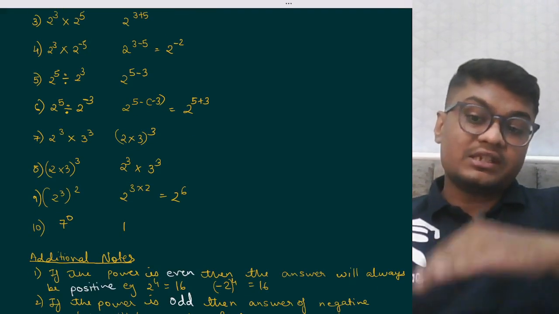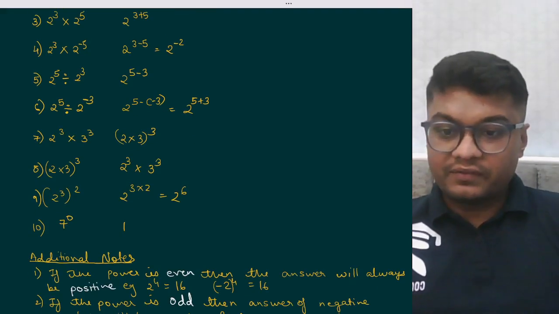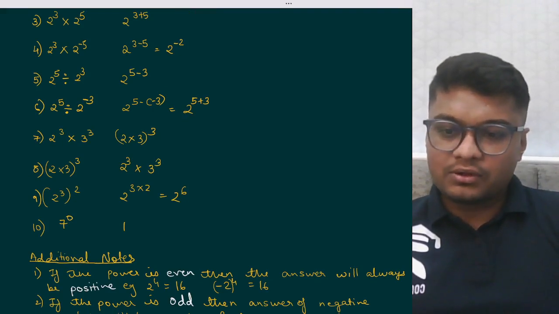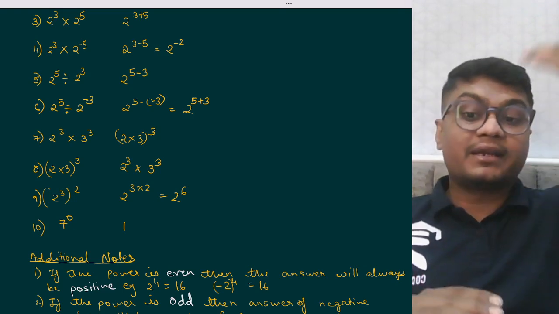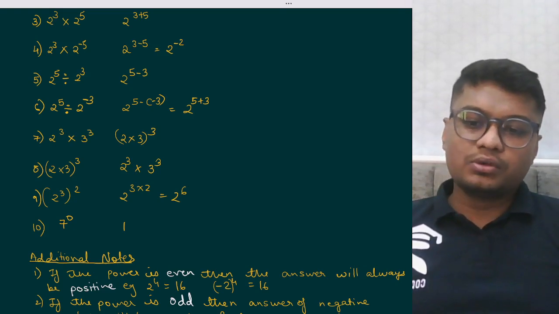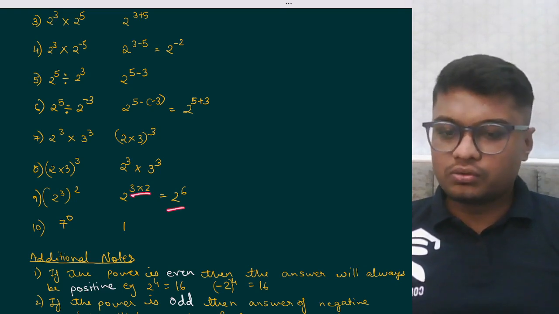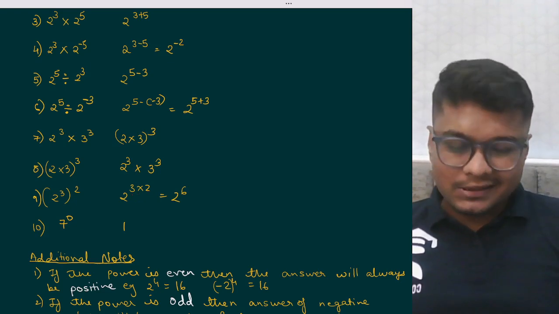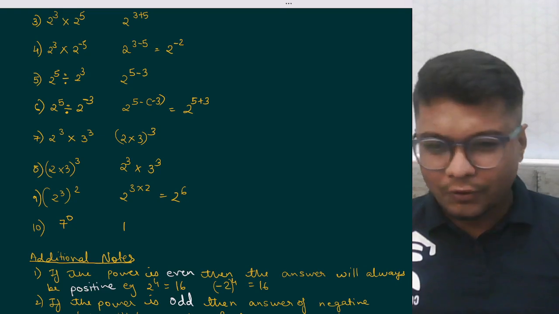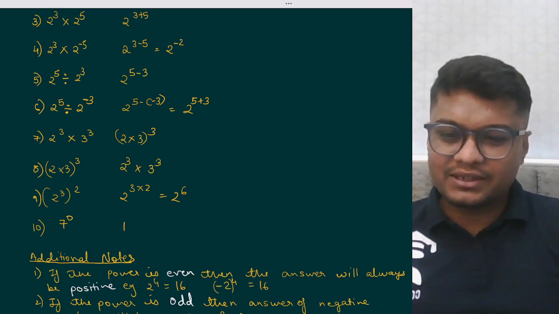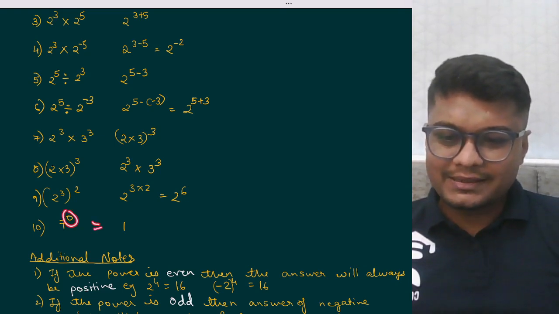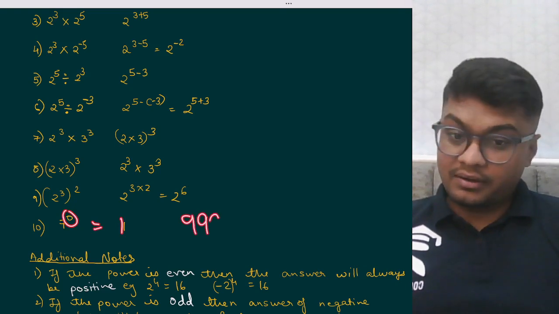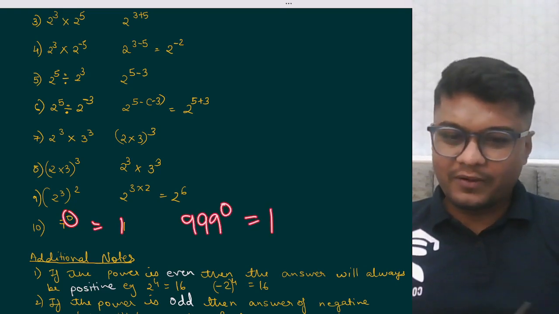Now what if there is power of a power? If there is a power of a power, we multiply the powers. So if there is 2 raised to 3 the whole raised to 2, it becomes 2 raised to 3 into 2, which is 2 raised to 6. The last and the easiest and favorite of all students, that is anything raised to 0 is simply 1. So if it is 999 raised to 0, it is still 1.